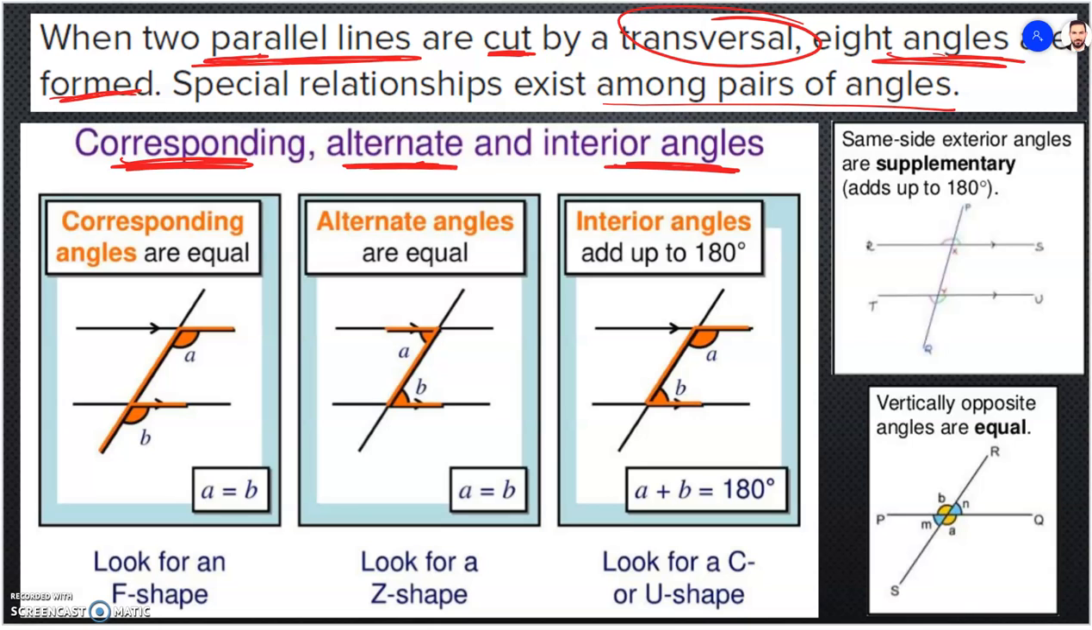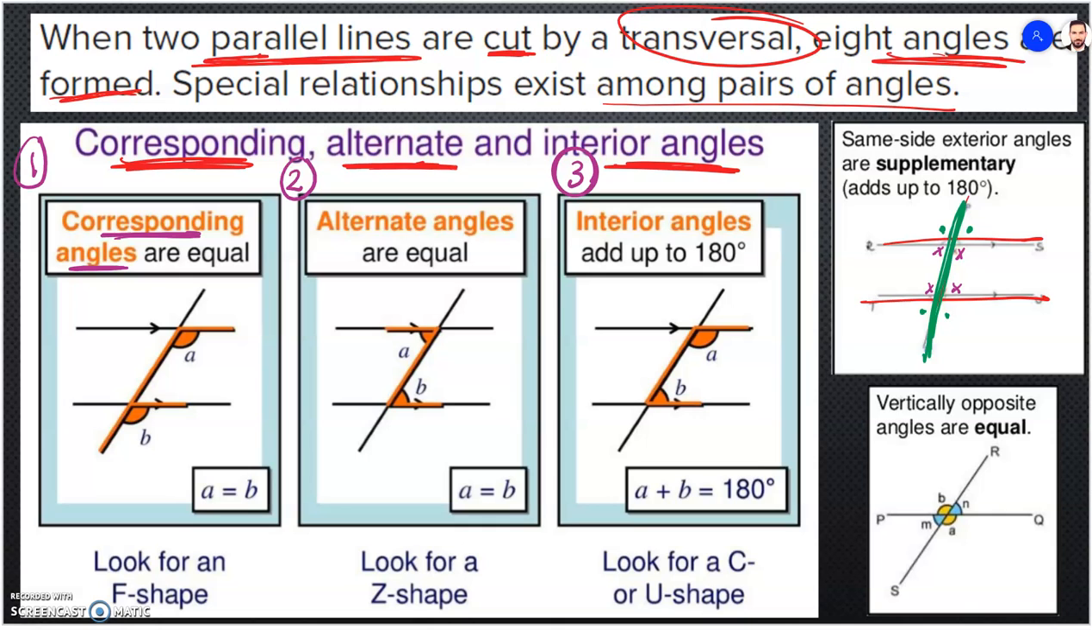When you have parallel lines and the transversal, the transversal is given in green here. Two parallel lines and the transversal. We have exterior angles and we have interior angles, and we have 3 types of angles formed here: 1, 2, 3. It is very important to understand the corresponding angles, and they are equal in measure.